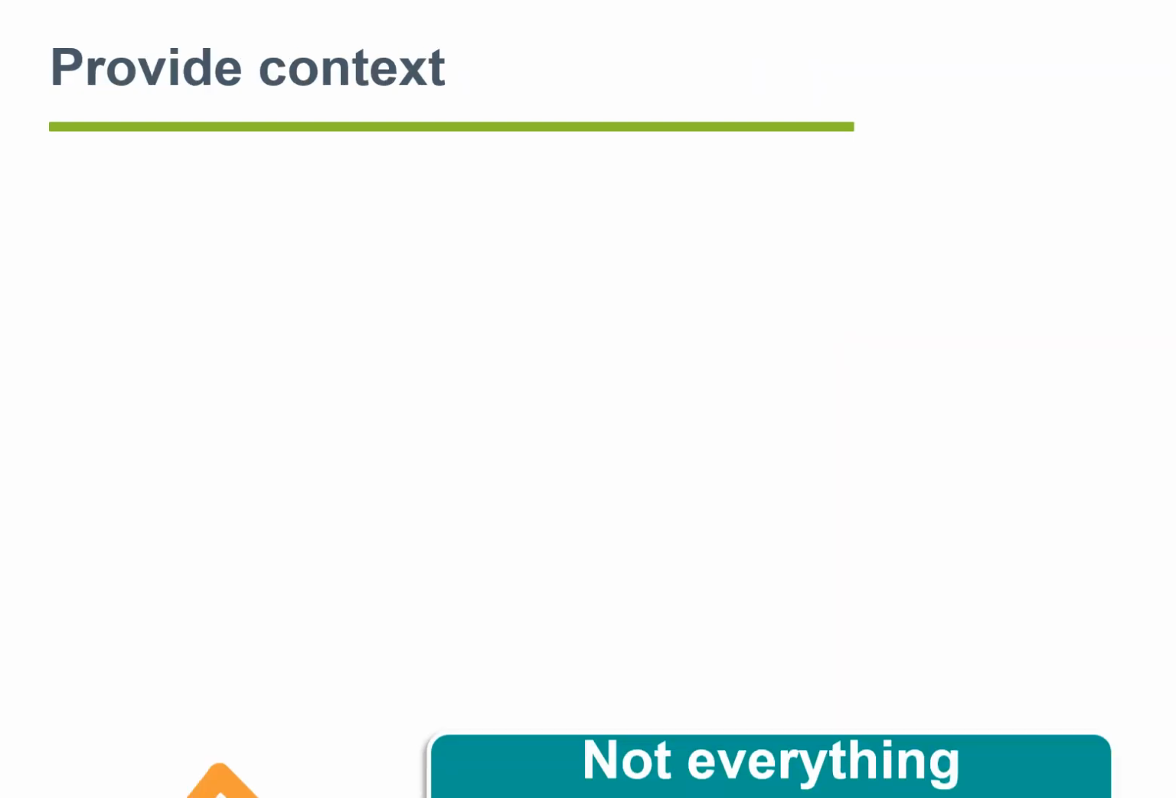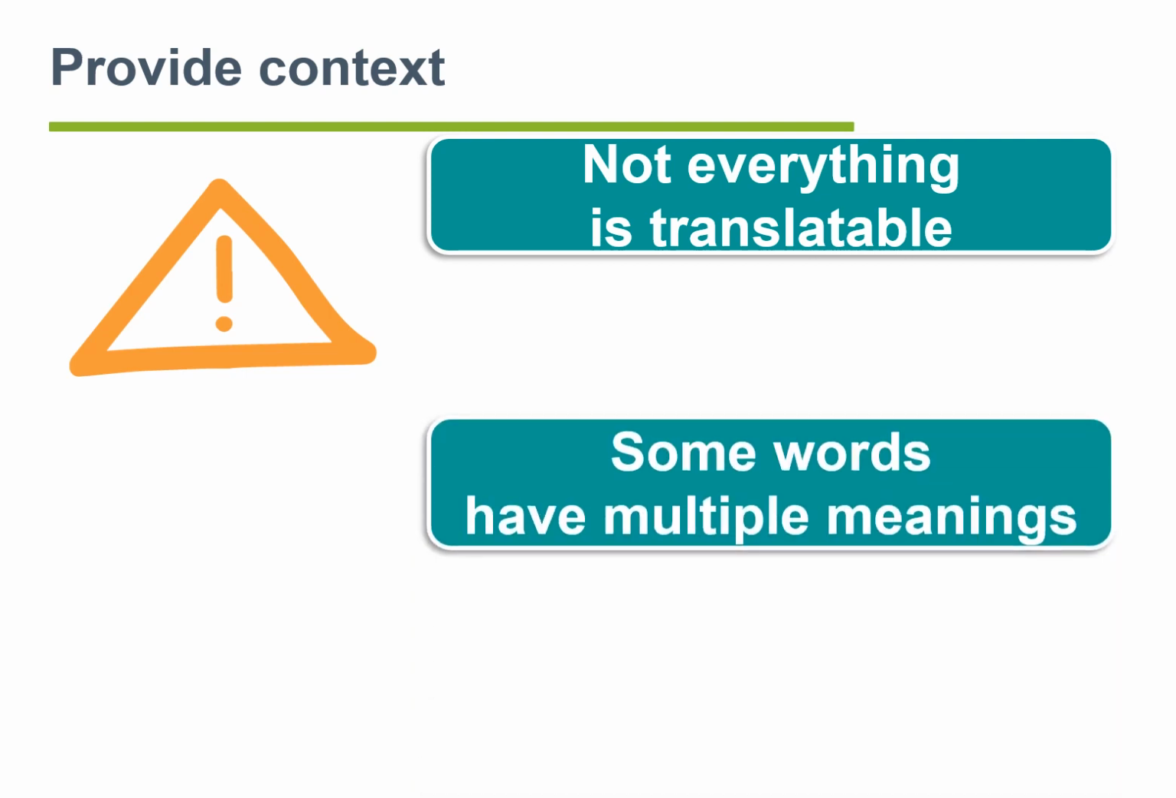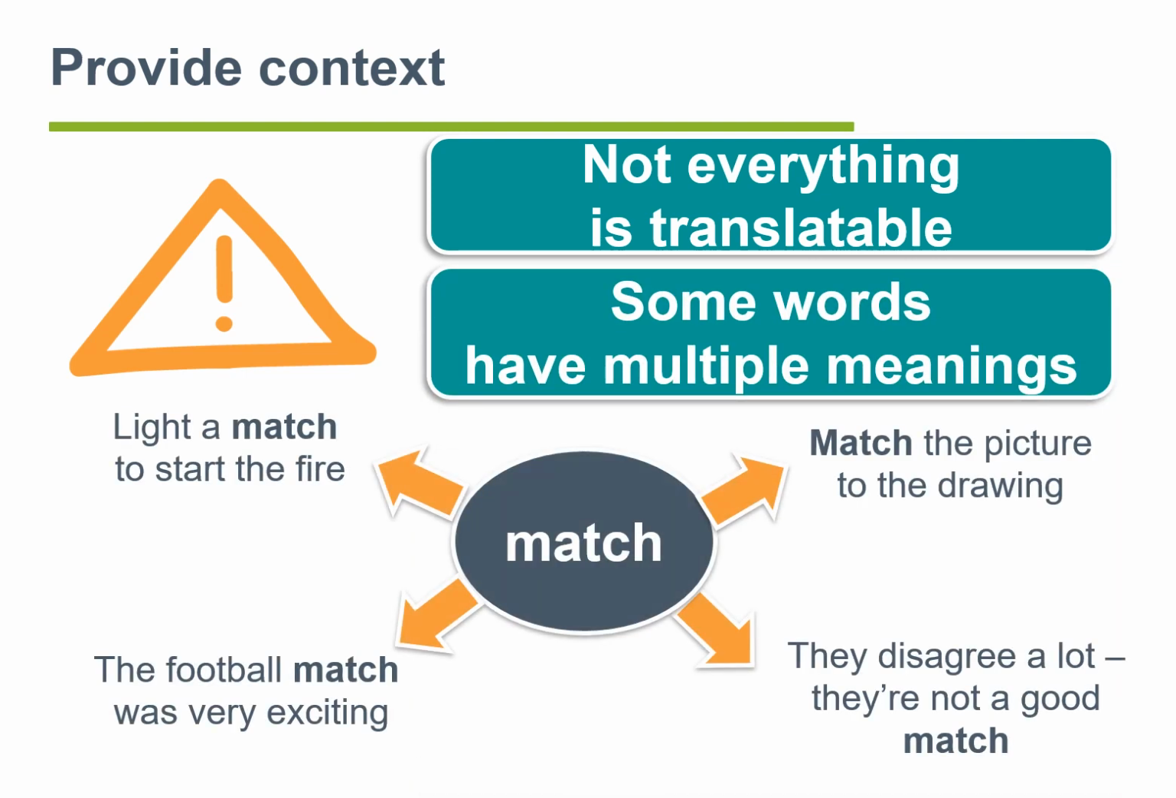Be careful when creating these translation lists, as not everything is translatable. Some words or phrases in English don't directly translate into other languages. It's also important to be aware that some words have multiple meanings, such as the word match. You can match a picture to a drawing, watch a football match, or two people could be a good or a bad match.